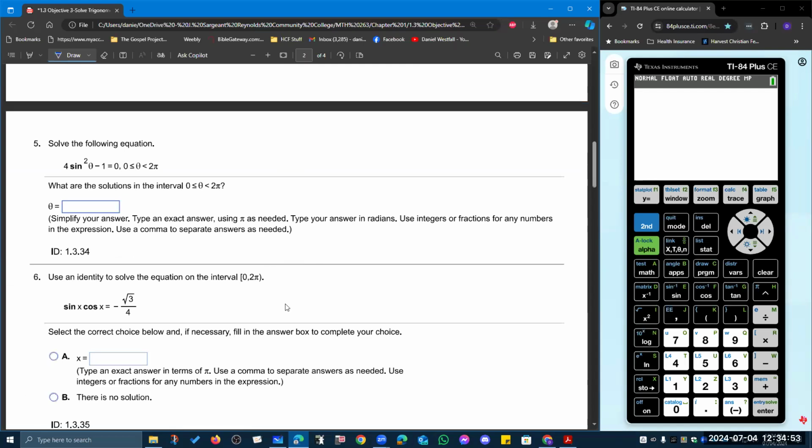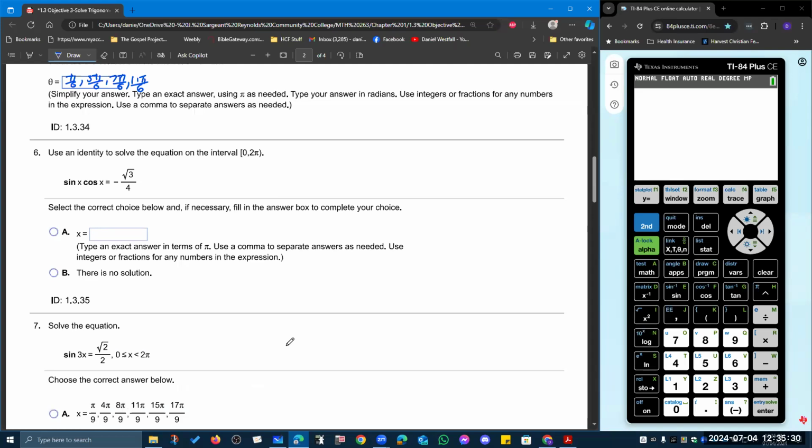All right. Now we're told that we're between 0 and 2 pi, which limits us. So 4 sine squared theta equals 1. Sine squared theta equals 1 over 4. Sine theta equals plus or minus 1/2. So our reference angle is pi over 6. Pi over 6. 5 pi over 6. 7 pi over 6. And 11 pi over 6.